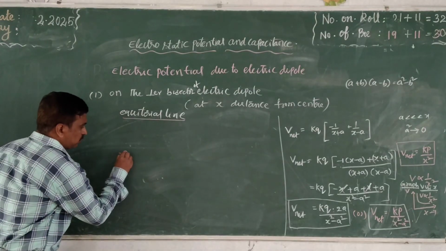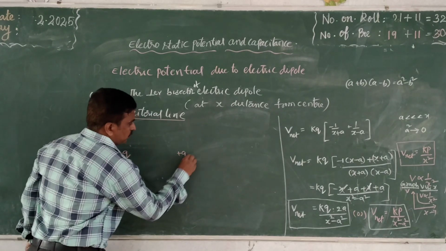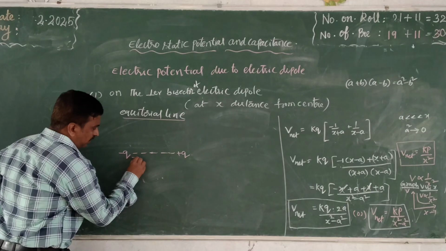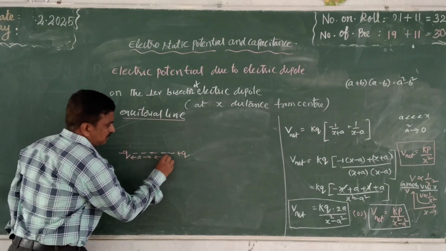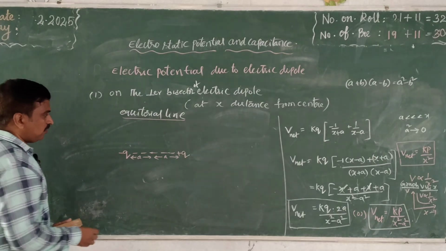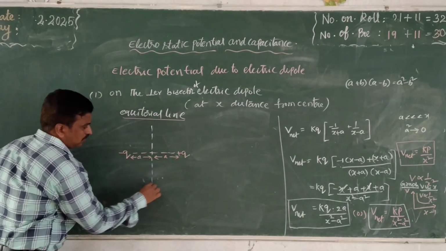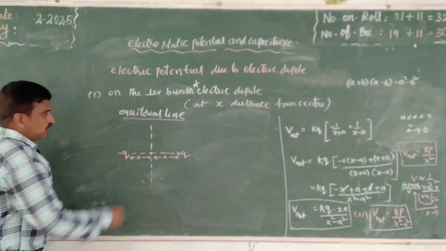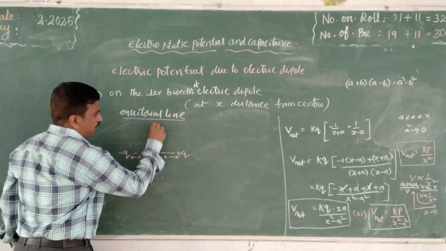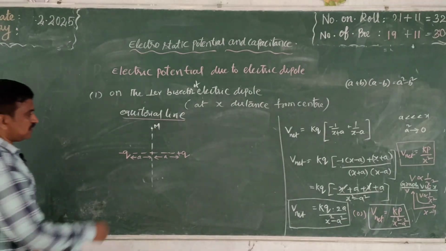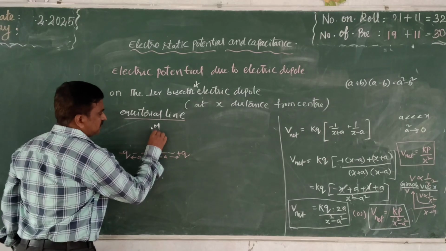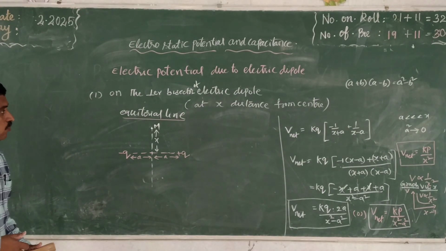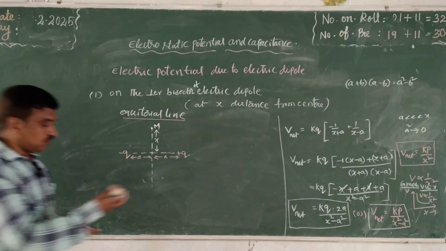This is the minus q, this is plus q, and this is the center. From here, this is distance a, this is distance a. The line which passes through the center and is perpendicular to the axis, we call the equatorial line. On the equatorial line at point m, x distance from the center, what is the potential due to the electric dipole? That we can derive now.